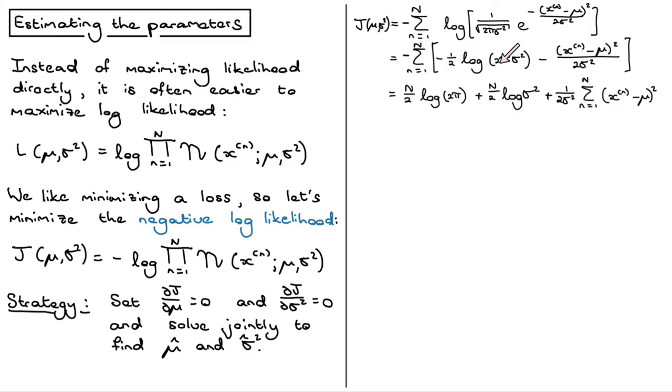So we've got a log 2 pi and a log sigma squared. And we're, of course, summing over those two terms. So that results in this term here and this term here. And then we've got the summation over the last term here, which we still have here.